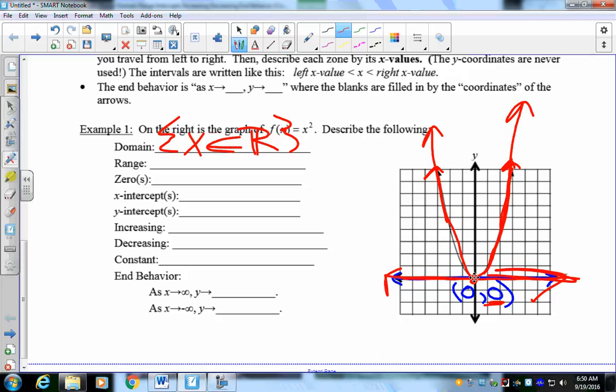So we can go ahead and write that in our set builder notation. Make sure you use y this time because it's the range: y is an element of the reals such that y is greater than or equal to 0. Okay, y is greater than or equal to 0.